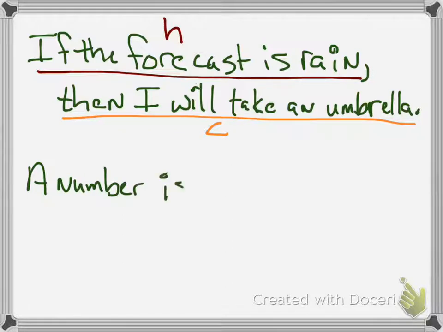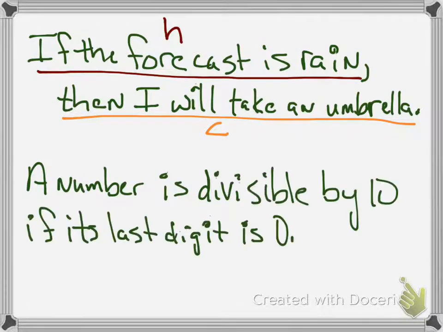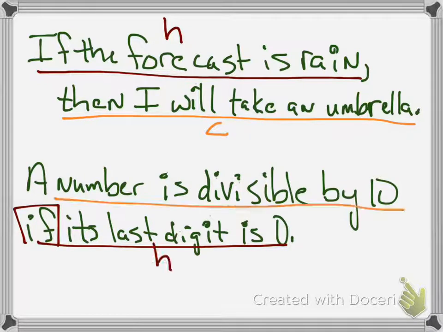Here's another example. In this example, it doesn't say if, then. I say a number is divisible by 10 if its last digit is 0. So keep in mind, it's always easy to find it. If you find the if, that's going to be your P, that's going to be your hypothesis. And then the other part would have to be the conclusion. So in other words, this could have been rewritten as: if a number's last digit is 0, then it is divisible by 10. See how that works?